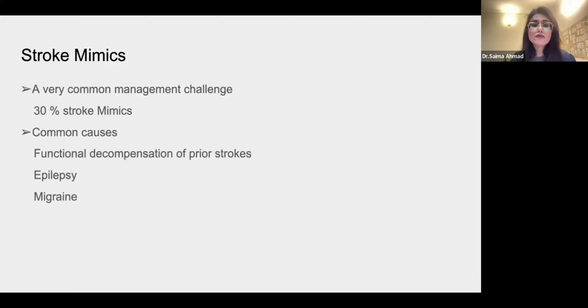So a few words about stroke mimics. I have already told you that 30% of all the patients who come to the emergency department with a stroke are stroke mimics, and these are the common causes. So I go directly towards the cases.